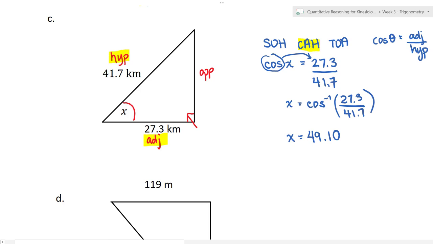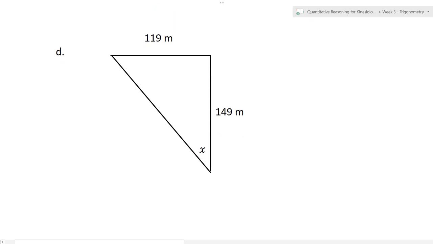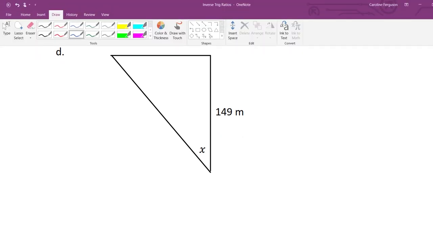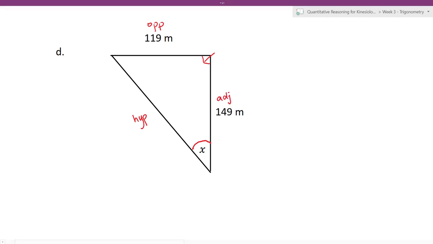I'm looking here for my angle. X is an angle, so the units are degrees. All right, now I'm on to my last question in this lecture. So again, I'm going to label my sides. This is my 90-degree angle, so this would be my hypotenuse. This is the angle that I'm looking for, so this is the opposite side. And my remaining side is the adjacent side.